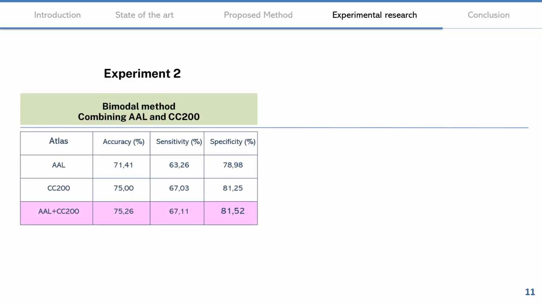In the second experiment, the obtained results in terms of accuracy, sensitivity, and specificity indicate significant advantages in using two feature representations over one atlas within the proposed framework. This further demonstrates the effectiveness and distinct advantages of our proposed method in ASD identification.